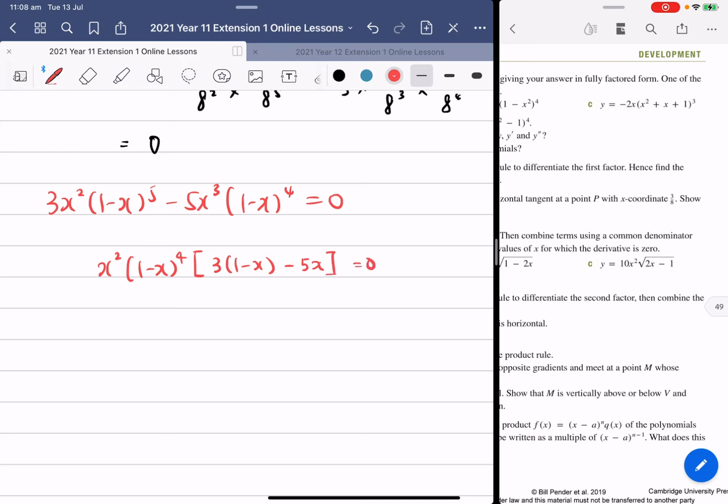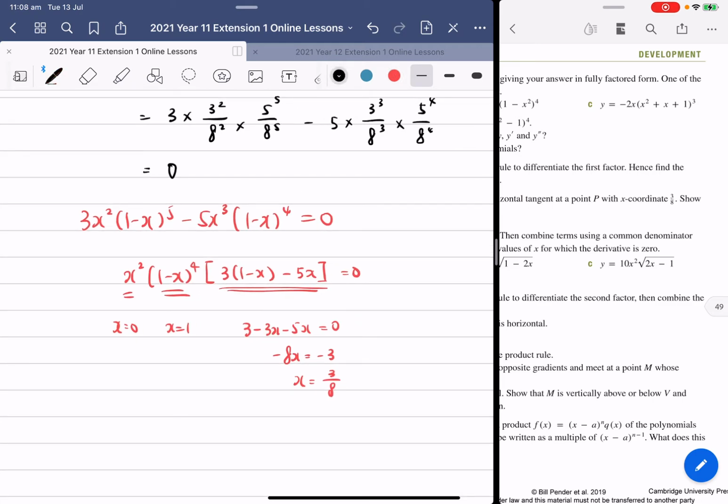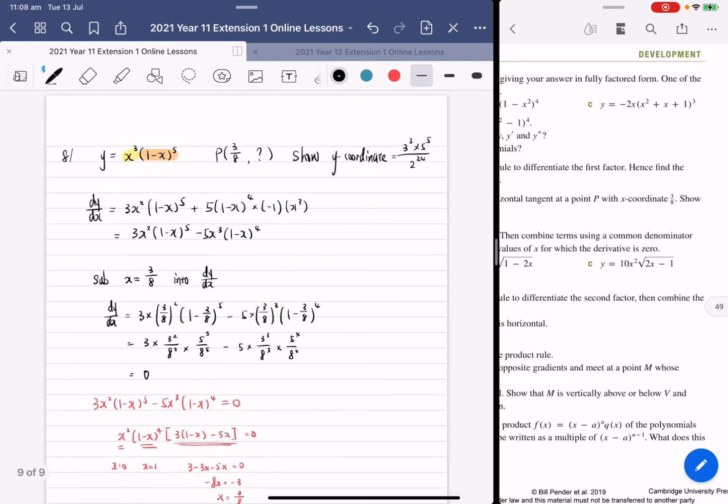So you will have multiple points where the curve will have a horizontal tangent, multiple stationary points, which we will talk about later. If we let this term equal to 0, x equal to 0, x equal to 1, we can also let that part equal to 0, so that gives us 3 minus 3x minus 5x is equal to 0, negative 8x is equal to minus 3, x is equal to 3 over 8. So I feel like it's actually easier to solve the equation instead of just substituting this number inside to prove the gradient is equal to 0. You let the gradient equal to 0, you solve it, and you find out that x is equal to 3 over 8.